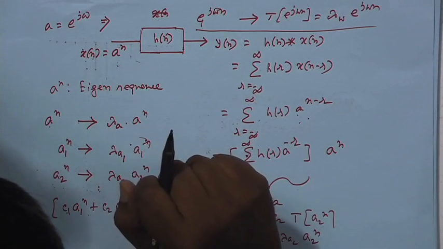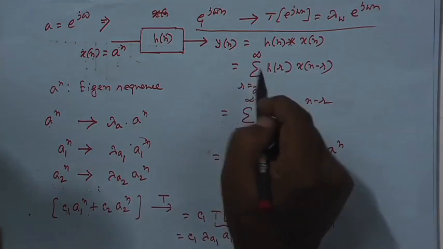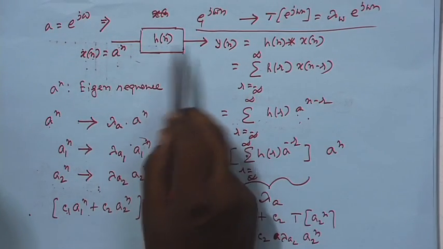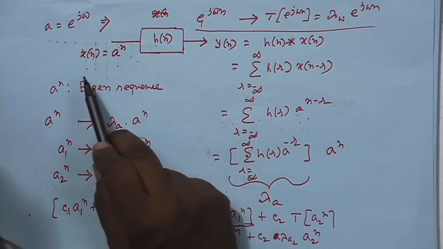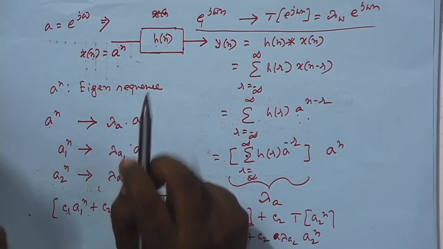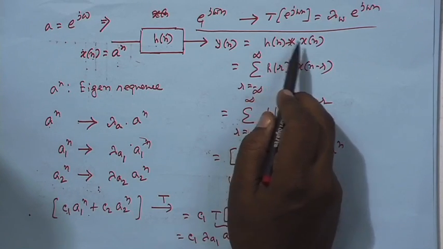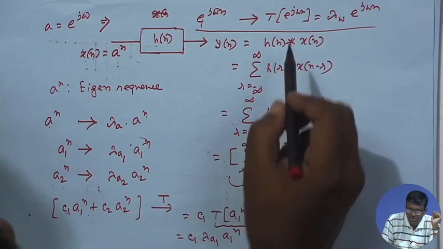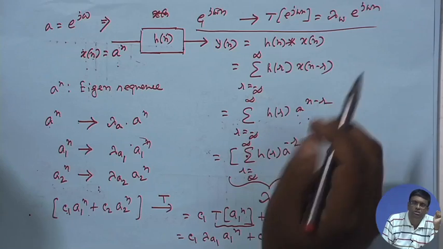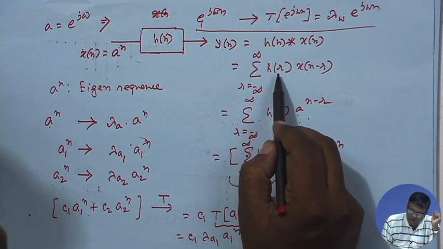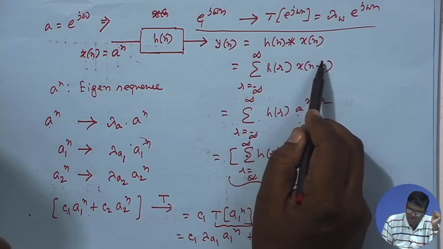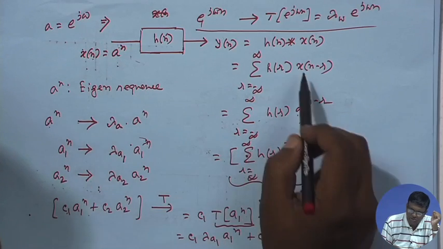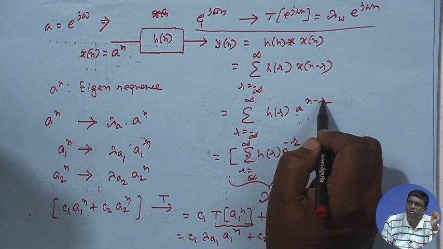You can call it lambda. Why? Because we showed that if you carry out the convolution between h[n] and x[n], because the output is the convolution between x and h, and equivalently h and x. But I told you in the beginning, I always prefer the convolution between h and x in this format, because then the derivation becomes easier. It is what I found over the years. So, h[r] x[n minus r], summation over r from minus infinity to infinity. Now, x[n] is a to the power n.